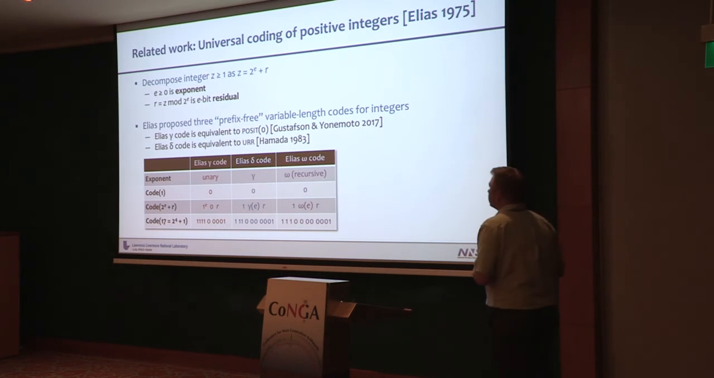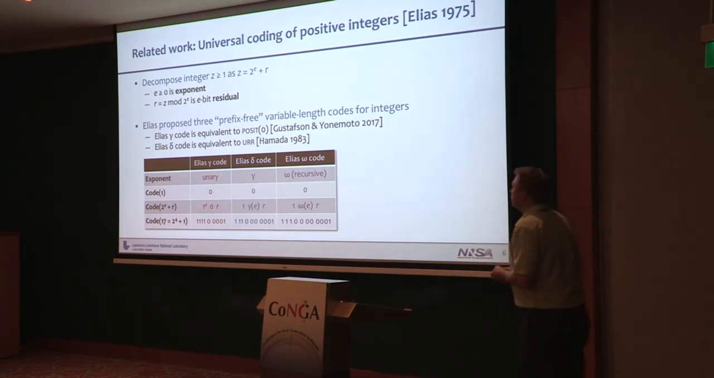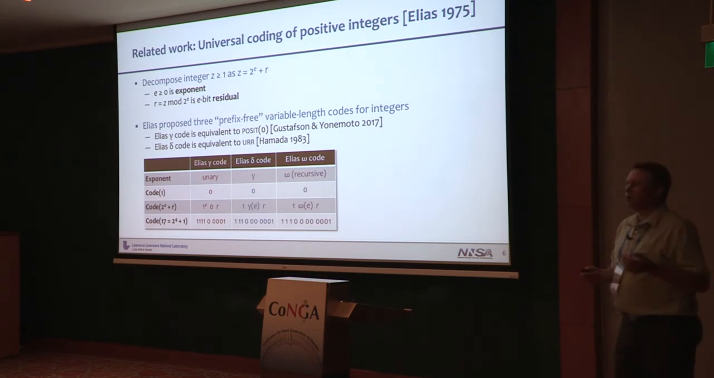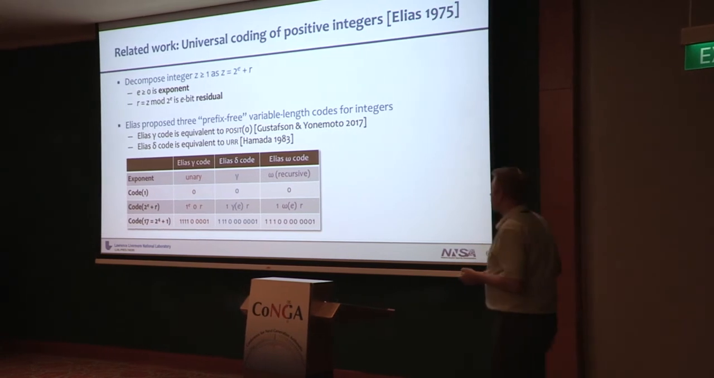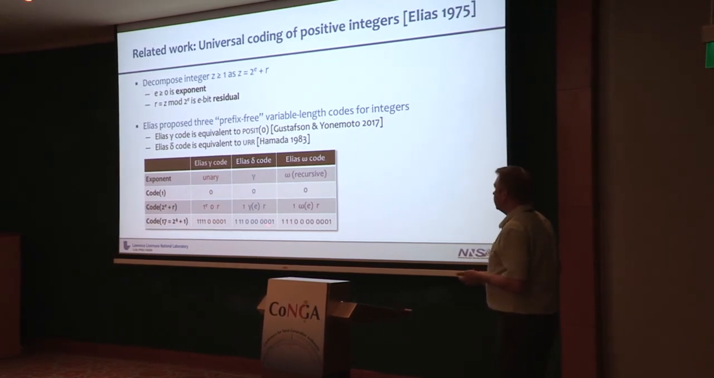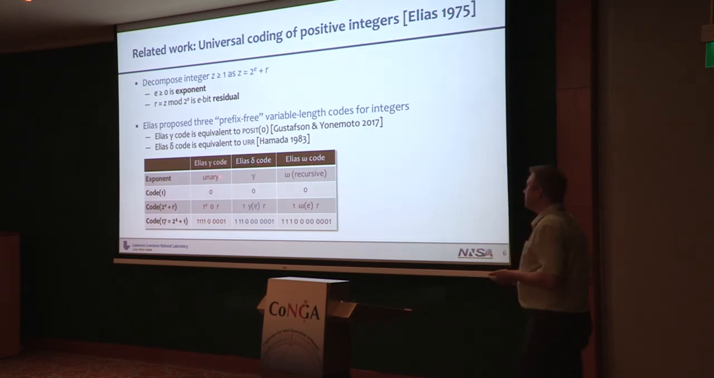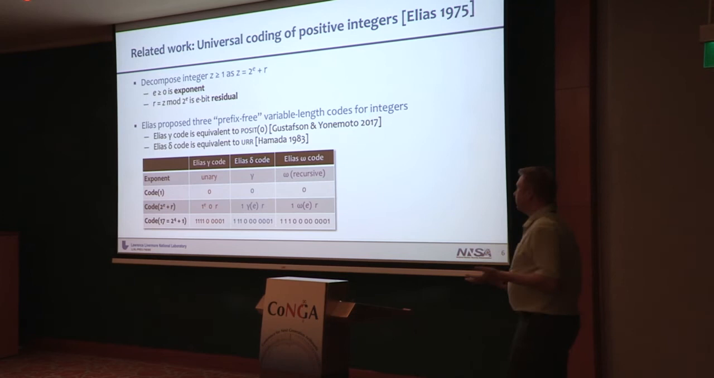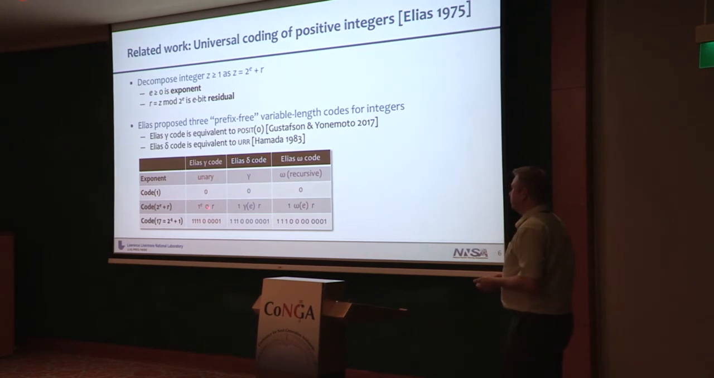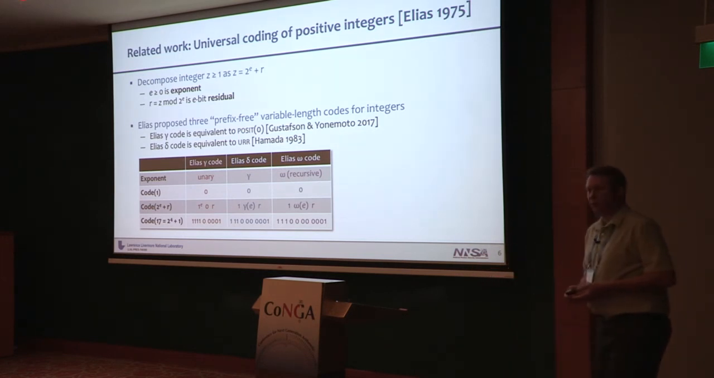Elias proposed 3 different ways of doing this. He proposed what are called prefix-free codes, which means that no code word is a prefix of any other code word. There are 3 different codes: the gamma code, the delta code, and the omega code. In the Elias gamma code, we encode e simply as the unary representation of the exponent. So it's e ones, followed by a 0 bit, and then followed by r. Once we know that we have e 1 bits, we know that we also have e r bits to follow it. And that uniquely encodes any positive integer.